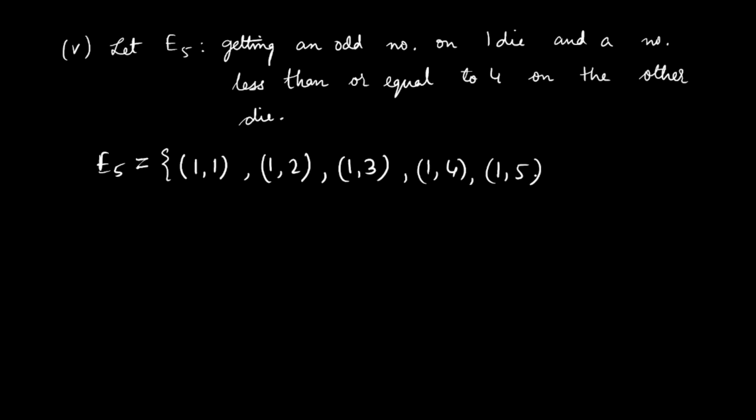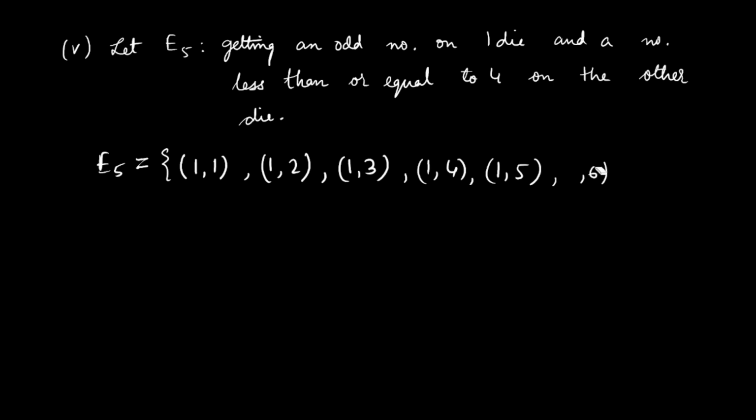So here let's consider 5 as the odd number. Right, 5 is an odd number and 1 is a number less than or equal to 4. Here no order is given in the event that you have to get an odd number in the first die and a number less than or equal to 4 in the second die. Nothing like that is given. So let us consider 5 as the odd number and 1 as a number less than or equal to 4. So this is also possible. Now let us check for 6. 6 is neither an odd number nor a number less than or equal to 4.